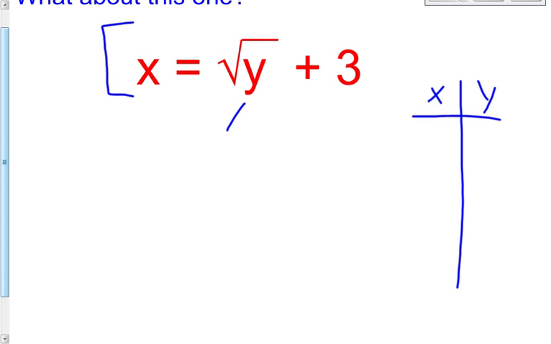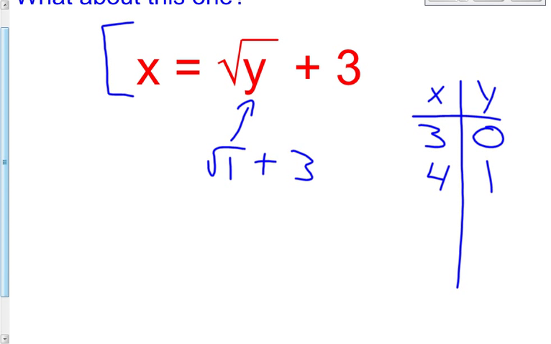What happens when y is 0? When y is 0, we have the square root of 0 plus 3. The square root of 0 is 0, and 0 plus 3 is 3. So you've just found a point, and it's convenient, which means there's no decimal, there's no fractions. It's a nice integer number. Let's find out what happens when y is 1. The square root of 1 plus 3. The square root of 1 is 1, and 1 plus 3 is 4.